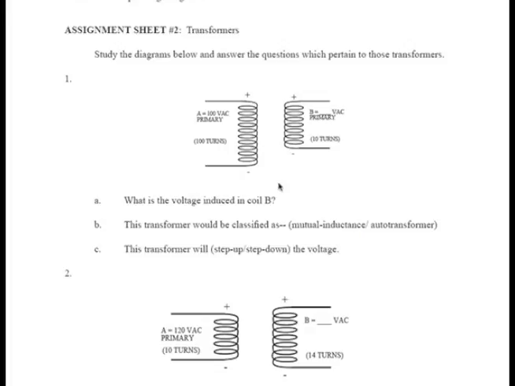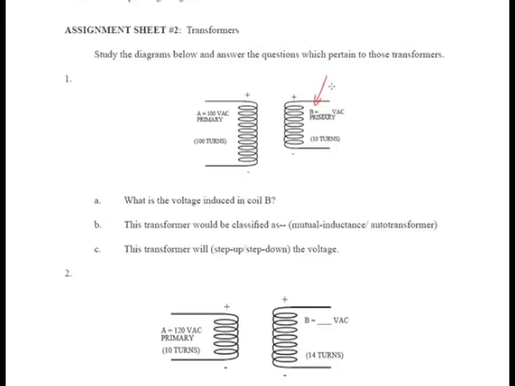Okay, today I want to work on the assignment sheet number 2 from the unit, the step voltage regulator. Question number 1, study the diagrams below and answer the questions which pertain to those transformers. Okay, question 1A is what is the voltage induced on coil B? Coil B is the secondary of this transformer.